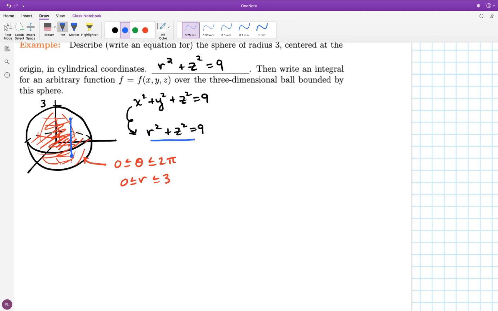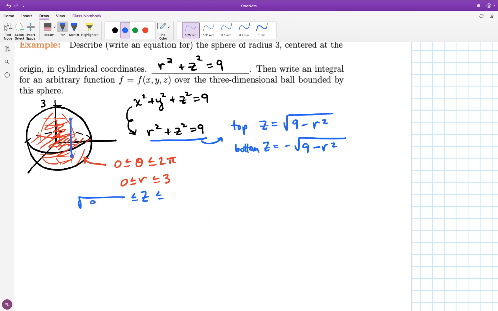Well, I can just look at this equation to get that. The top of the sphere is going to be positive square root of 9 minus r squared, and the bottom is going to be negative root 9 minus r squared. So that's the last set of inequalities that we need, and so we can now integrate over the sphere in, oops, I put the negative in the wrong place. There we go. Over this sphere using cylindrical coordinates.